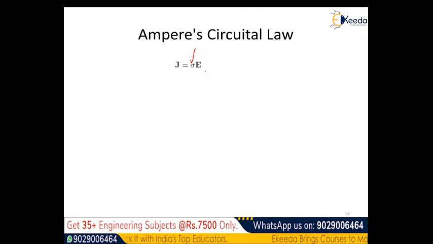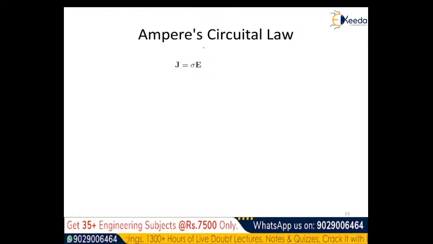E is expressed in terms of volts per meter, and J is expressed in terms of amperes per meter square. So amperes for J, volts for E. So this is of course Ohm's law. As we are required to find the value of J, we require the values of sigma and E. Both values are provided in the problem statement.